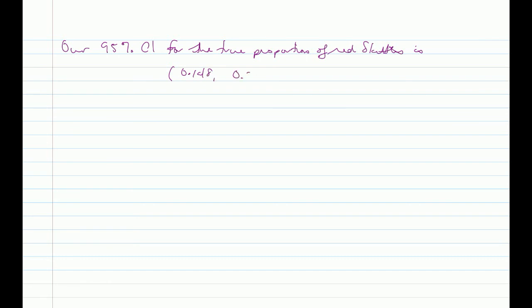So again, our 95% confidence interval for the true proportion of red Skittles is 0.148 to 0.312. This is a range of plausible values or believable values for p based on this sample. So I'm 95% confident that that true proportion is contained by this interval.